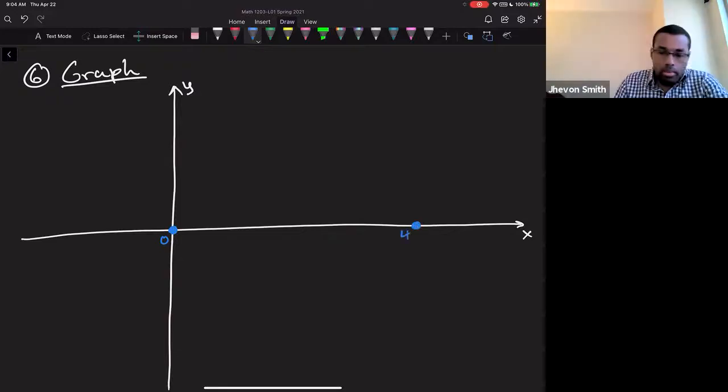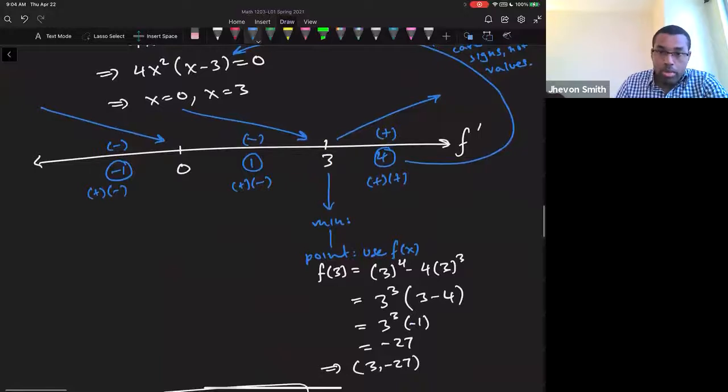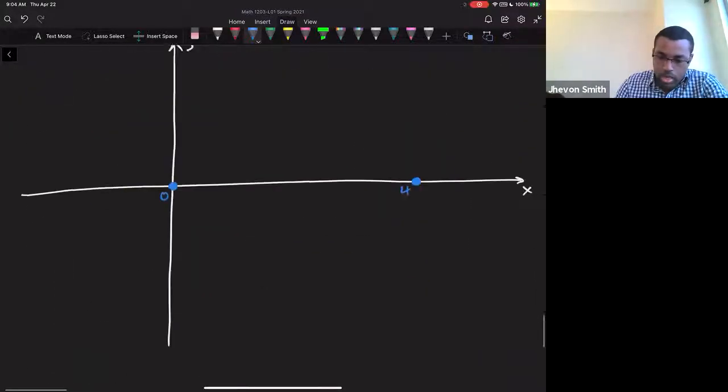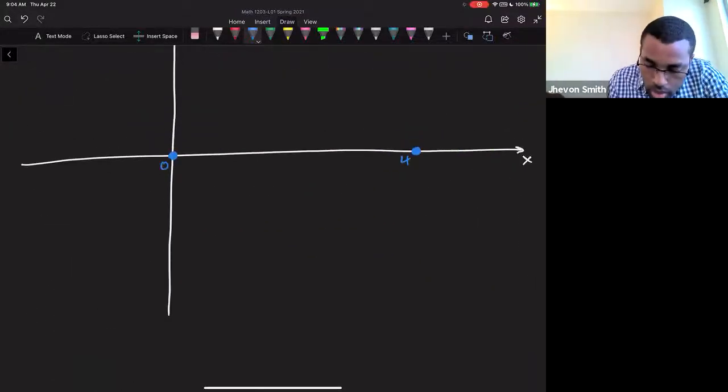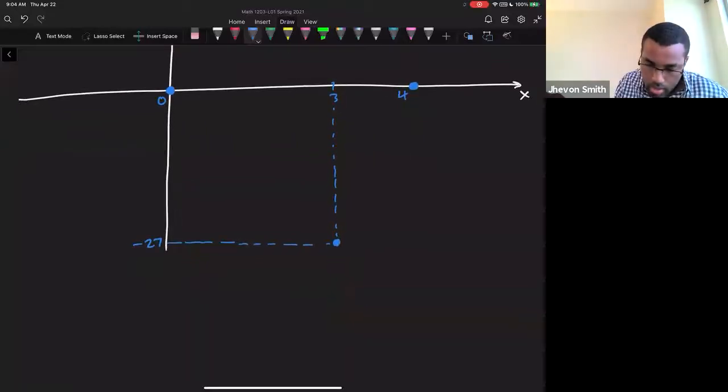are important points. Other important points are where we have maximums or minimums. So 3 comma minus 27. So let's put in 3 and, let's pretend that's minus 27. Okay, so we know that this is going to be our minimum point.